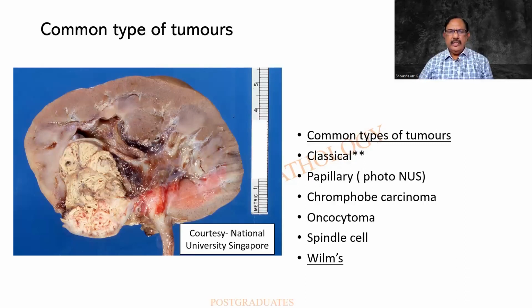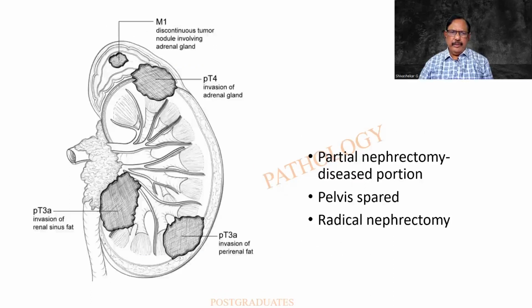Wilms, of course, occurs in children. And in this, I am able to see a tumor that is well circumscribed, not encapsulated. And if I look at it carefully, there are fine excisions that can be made out. Obviously, a papillary carcinoma. Otherwise, if it is going to be cystic with cauliflower type of projections, the diagnosis will be quite easy.